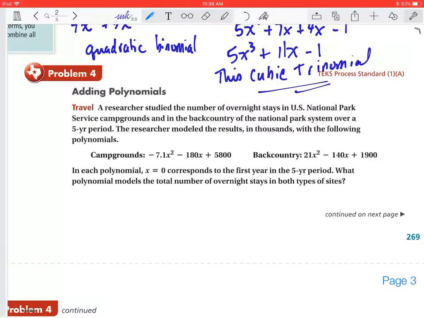All right, so in this video, we're going to talk about adding polynomials. It's kind of similar to the idea of a system of equations, but not really, because we don't have an equal sign. We just have expressions here, okay?